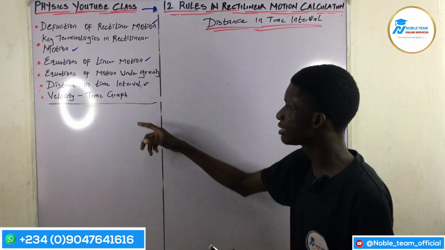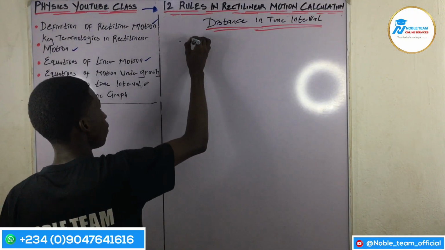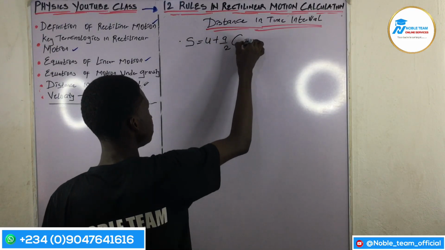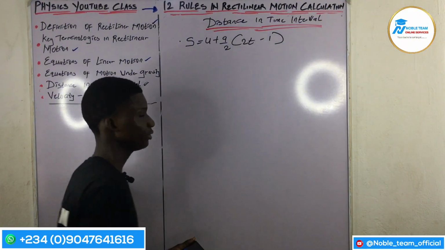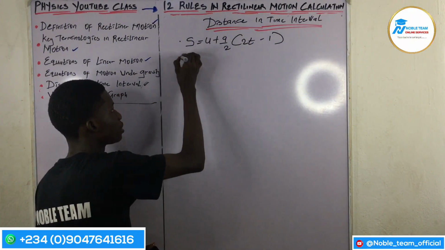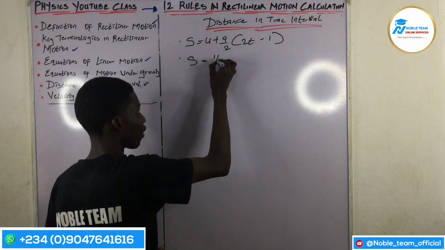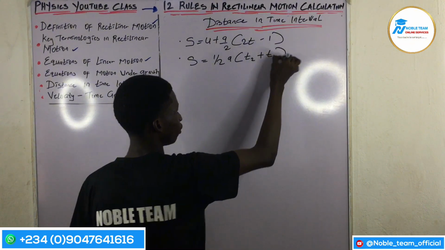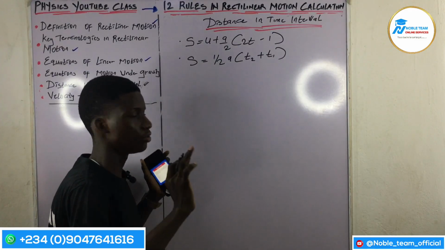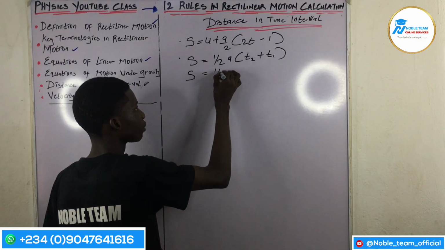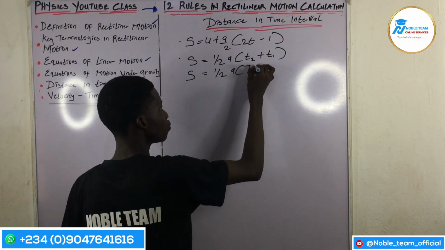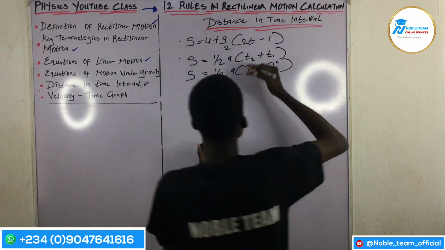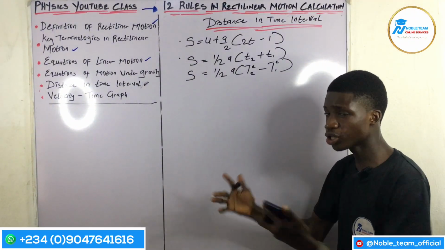Now, in this distance in time interval, this is the main formula: S is equal to u plus a over 2 into bracket 2t minus 1. Now, this is the shortcut. We have two formulas for shortcut, which is S equal to 1 over 2 a bracket t2 plus t1. This one is the simplest one I normally use. Then the third one is S equal to 1 over 2 a bracket t2 square minus t1 square. This is it. You can make use of any of these and solve, and you arrive at the same answer. We are going to be applying it here.